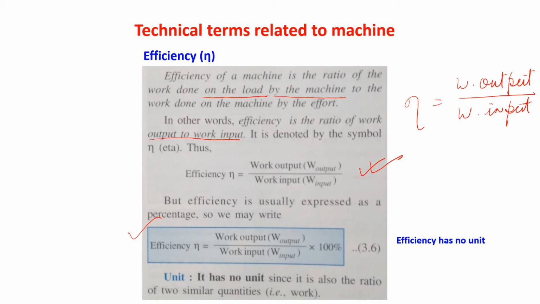Am I clear? Efficiency, again I am repeating, is the work output, how much work I am getting, by work input, how much work I am doing by the machine. Machine is doing the work. How much work has been done by the machine? So work output is how much work I am getting from the machine. That is the efficiency of the machine.